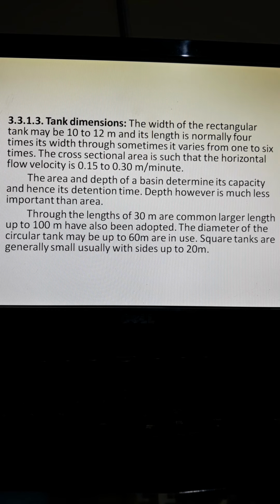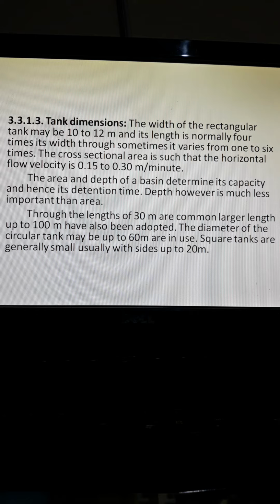Now we shall know about the usual dimensions of some of the common rectangular tanks. The width of the rectangular tank may be about 10 to 12 meter and its length is normally 4 times its width, though sometimes it varies from 1 to 6 times. Therefore the length of the tank may be from 1 to 6 times its breadth. If it is 1 to 1, then it is a square tank, or the rectangular tanks may have its length equal to 1 to 6 times the width.